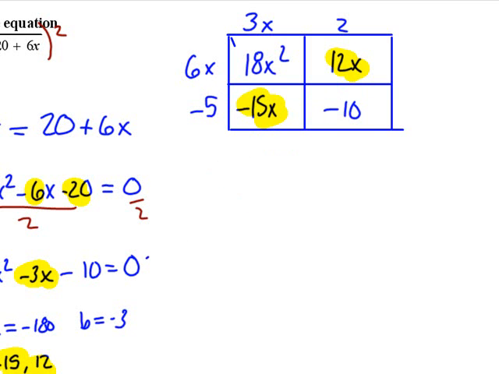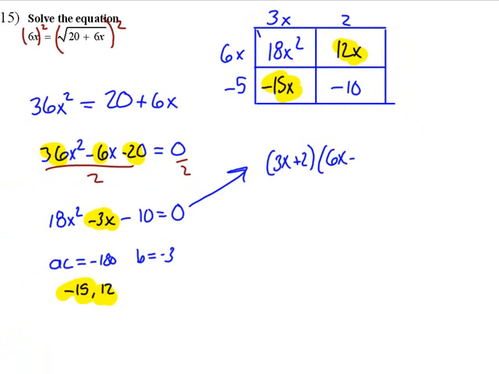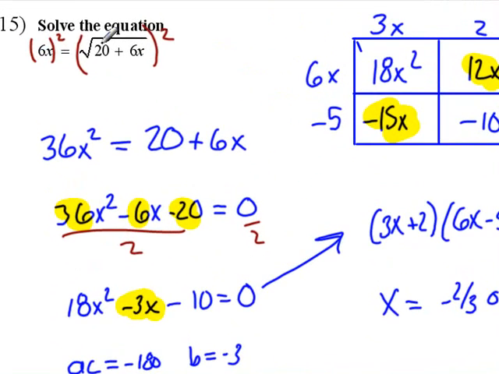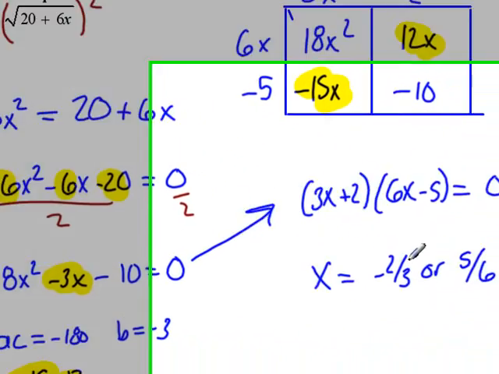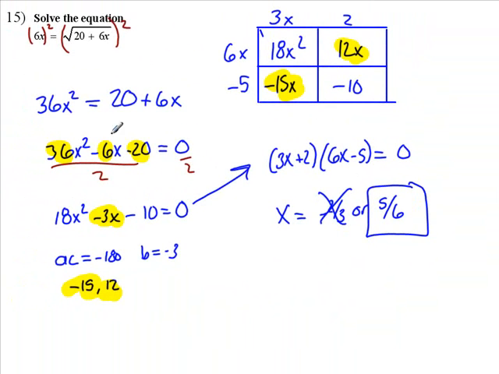So my factors here are 3x plus 2. No, it's a positive here, even though we don't see a plus. And 6x minus 5. That equals 0. So x could be negative 2/3 or 5/6. We need to check both of these answers. Negative 2/3 will not check. I think you'll see when you plug that in, you get a negative value here and a square root there. There's no way a square root can equal a negative value, so we're going to reject that guy and keep the 5/6, which does check. I'll leave that check for you.